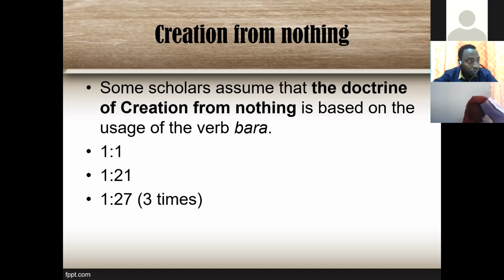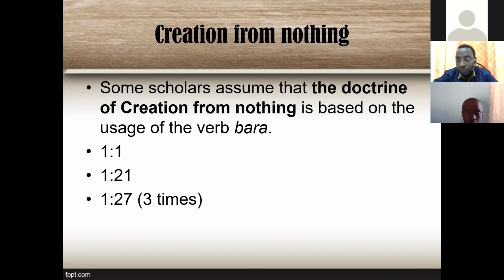But this is not true, because when we look at the occurrences of this verb, even in the first chapter of the book of Genesis, we can see that this verb is repeated 5 times. In the first verse, it is a famous verse. After that, in verse 21, and 3 times this verb is repeated in verse 27. And verse 27 describes the creation of man. So let me read 1:27. So God bara man in his own image. He bara him in the image of God. He bara them, male and female.